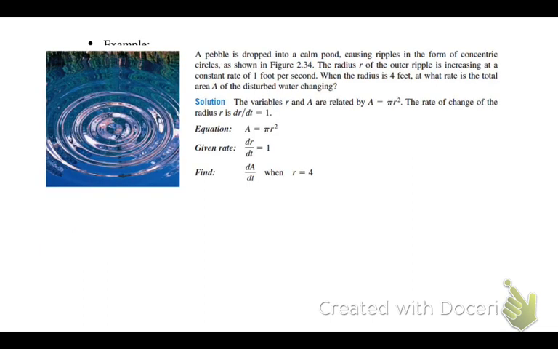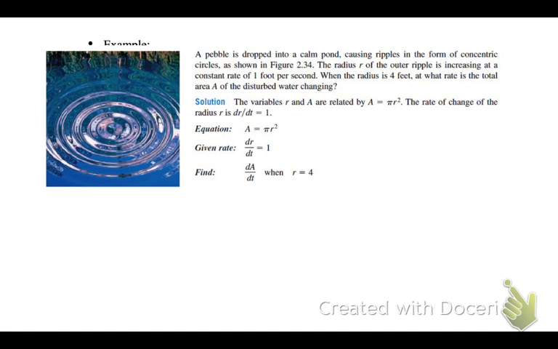Okay, so a pebble is dropped into a calm pond, causing ripples to form concentric circles. That means circles inside of circles, right? Yeah, it does. Okay, they give you a picture. Nice, pretty, serene. The radius of the outer ripple is increasing at a constant rate of 1 foot per second. When the radius is 4 feet, at what rate is the total area of the disturbed water changing?